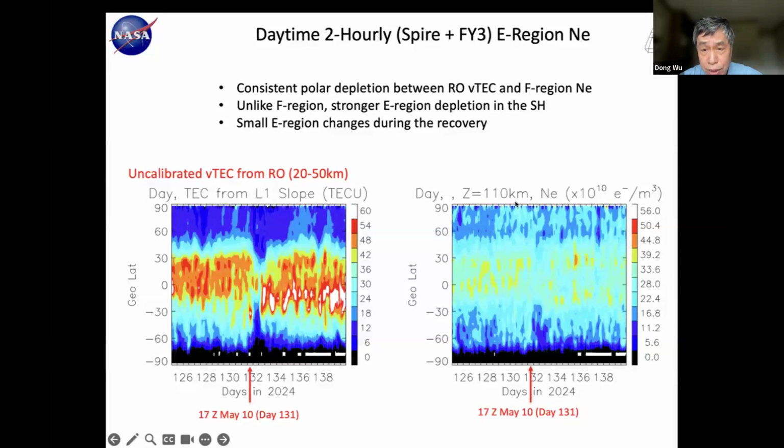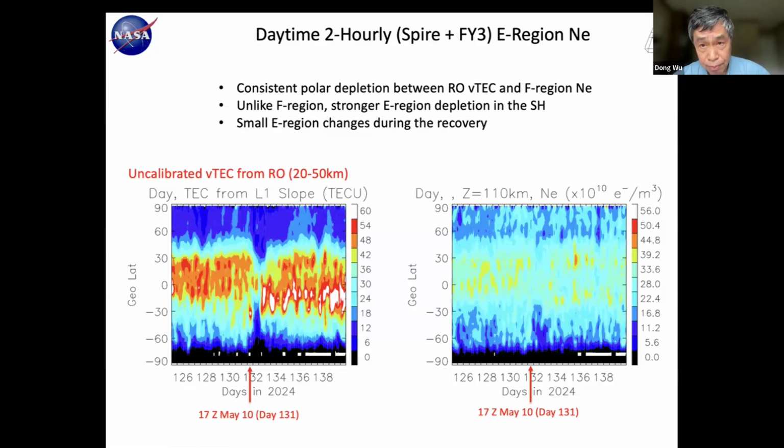Now back to the E region, I will just pick one altitude, 110-kilometer electron density. You don't see much perturbation in the tropical region, but you do see quite a bit in the southern hemisphere. This is daytime depletion. And unlike the northern hemisphere in the F region, this is much less sensitive to that storm.